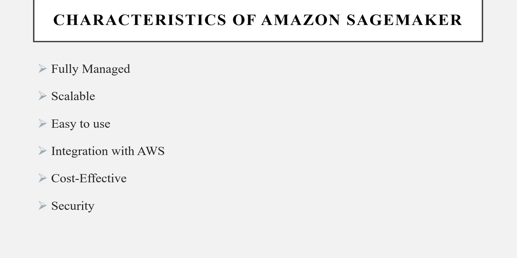The next is integration with AWS. It is integrated with other AWS services such as S3 for data storage, EMR for big data processing, and EC2 for compute resources. In Amazon SageMaker, we can connect with other AWS services for data storage, processing, and compute resources, and it allows seamless integration into existing workflows.